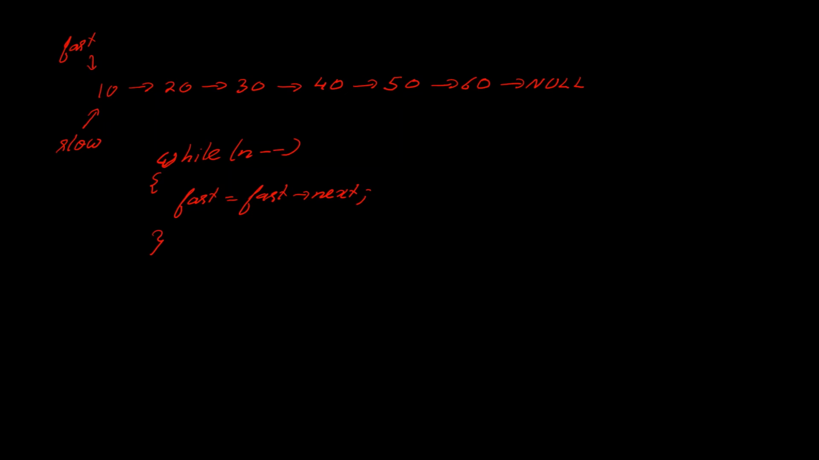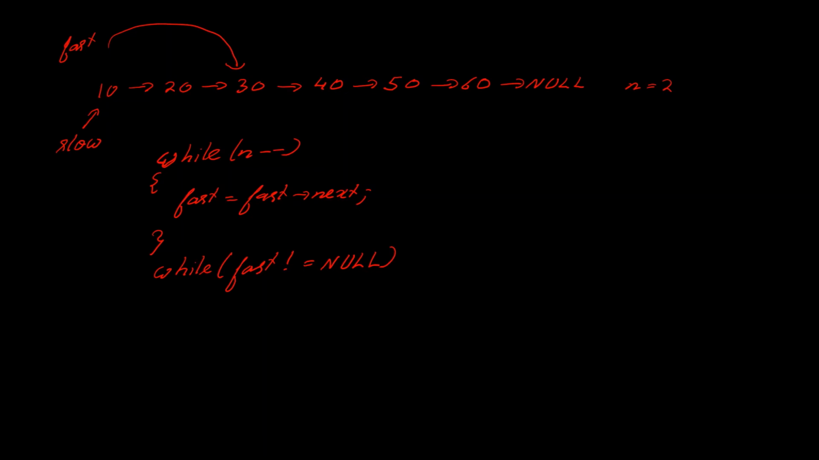So here n is equal to 2. So when we run this loop 2 times, then first time fast will point towards this, then second time fast will point towards this. So after running this, the fast will point toward 30 and slow is pointing toward 10. So now we have to move both fast and slow pointers simultaneously till fast reaches null. So we will have another loop in which we have a condition that fast is not equal to null.